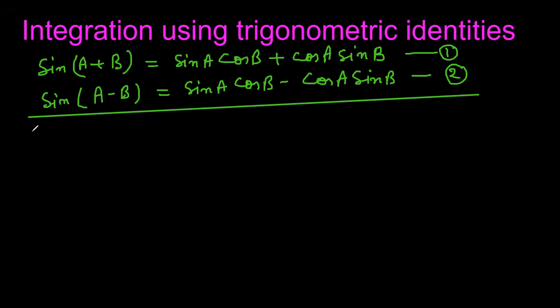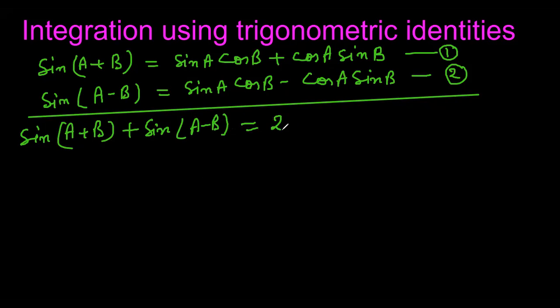So we are getting the third formula, which looks like this: sine of A plus B plus sine of A minus B is 2 times sine A cos B. This, let's say, is formula number 3. So out of 1, without any efforts, we have got 3 formulae. Actually, we are going to get 6 out of this one.